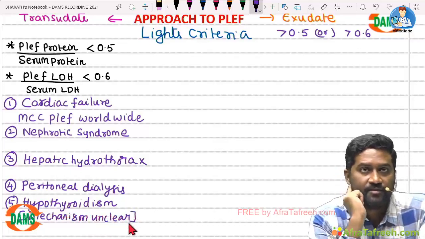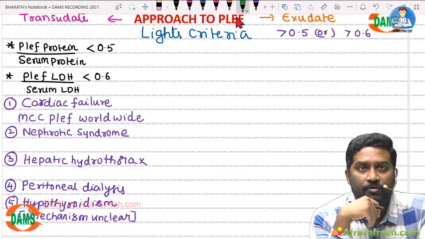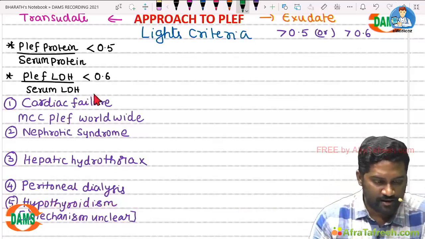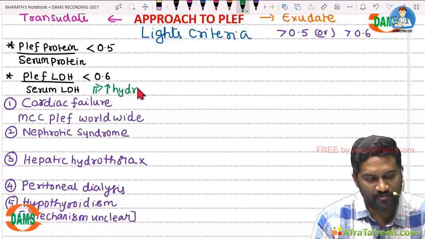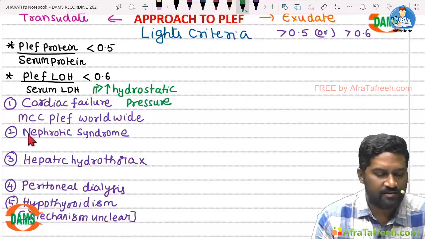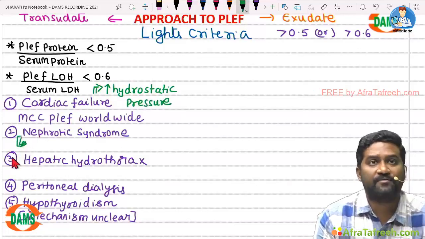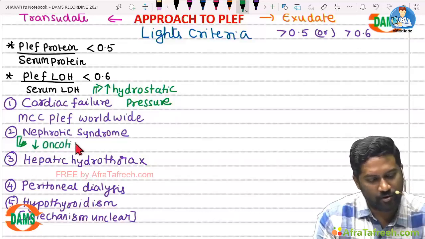Coming to cardiac failure. Now tell me, students, for fluid to accumulate anywhere, what pressures should be modified? Either increased hydrostatic pressure or decreased oncotic pressure. In cardiac failure, the reason is increased hydrostatic pressure. Now, what is the reason in nephrotic syndrome? In nephrotic syndrome, there will be massive proteinuria. The reason for pleural effusion is decreased oncotic pressure.